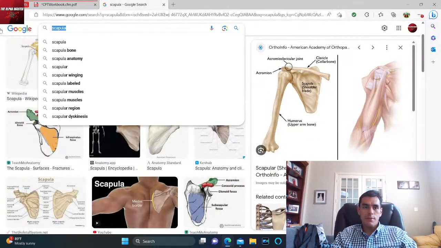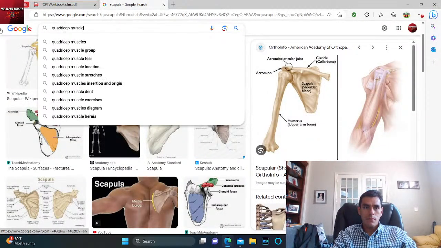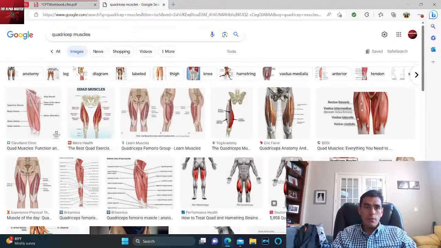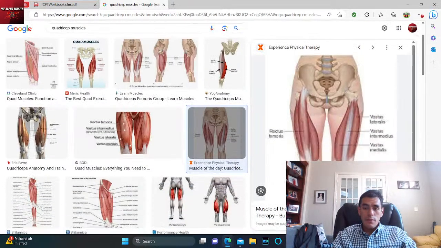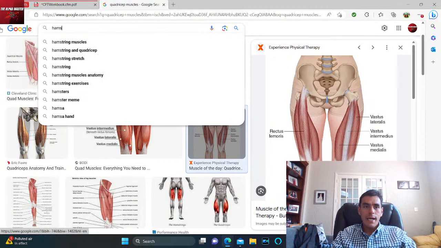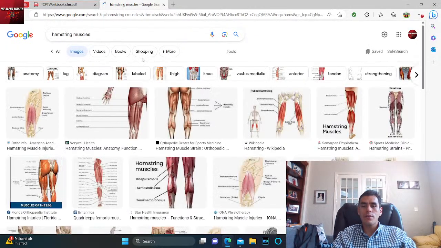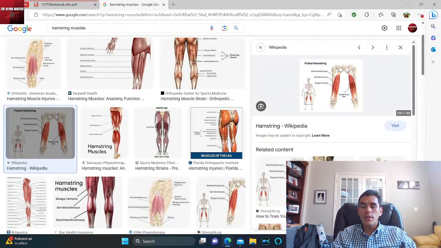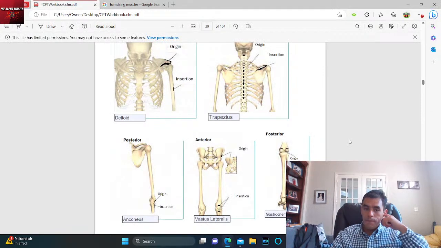Actually, I'm curious. I want to watch it right now. Okay. Yeah, you have right here vastus lateralis, vastus intermedius, vastus medialis, and the rectus femoris. And for the hamstring muscles, you have the semitendinosus, semimembranosus, and the biceps femoris. There you go. Okay, now we continue here.